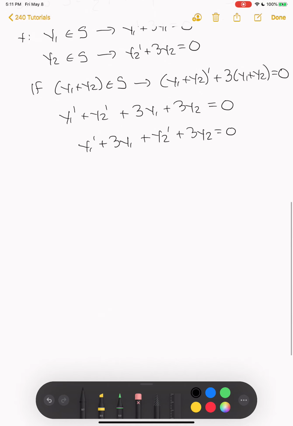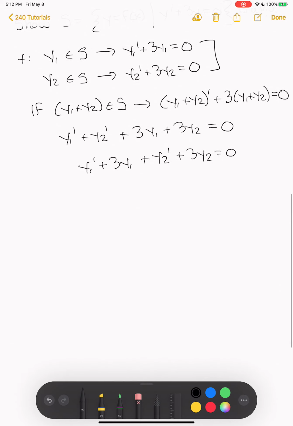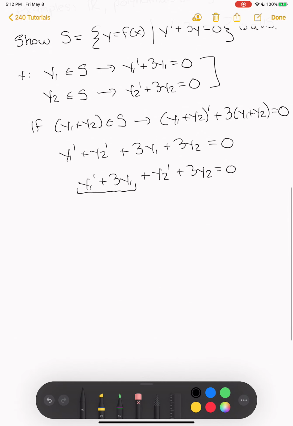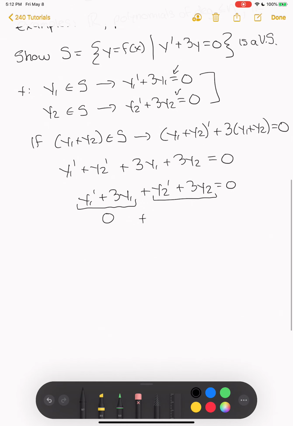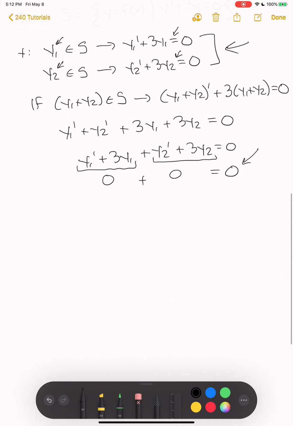And the important step here is you need to use these two things you've defined earlier. So we know y1 is in my set. So I have this term here, y1 prime plus 3y1. I know that gives me 0. So I have 0 here. And I have y2 prime plus 3y2, which also gives me 0, so 0 plus 0 equals 0. And again, the whole reason this works is because you've defined them to be in your set, okay? So what you've done then is you've shown that for two arbitrary y1 and y2, if you add them together, you get 0, which means you stay in your set. So you're good to go there.